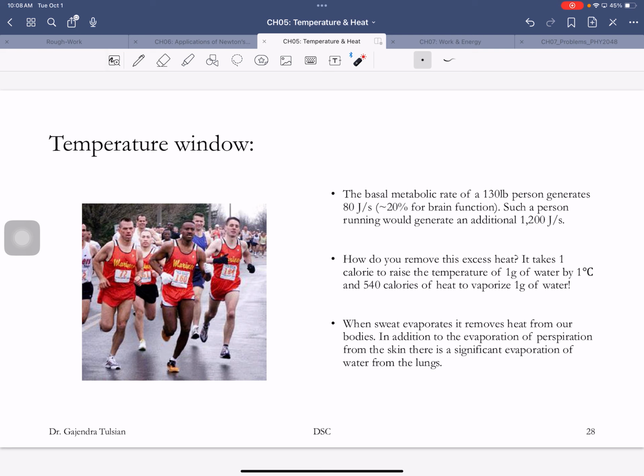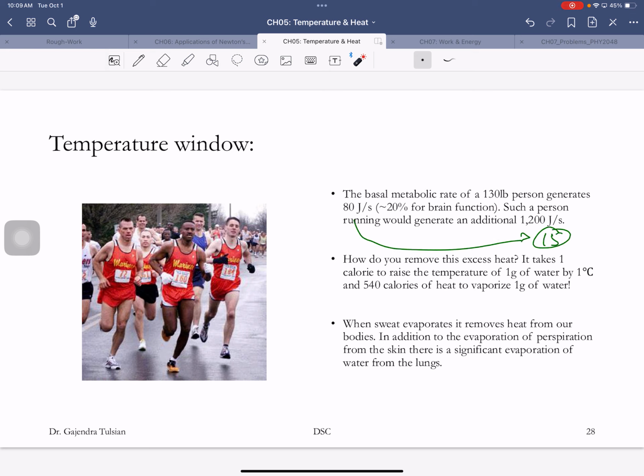So for a 130-pound person, the basal metabolic rate is about 80 watts. Okay. So when such a person runs, they would generate 1200 joules per second. That's 1200 watts. So the amount of heat production has increased by a factor of 15 times greater. Okay. So how do you remove the excess heat?